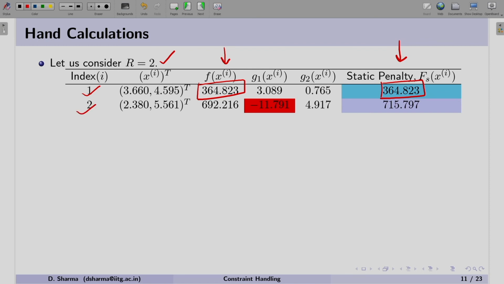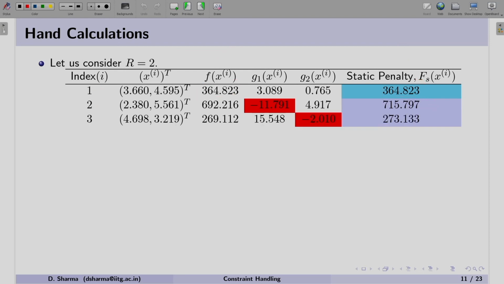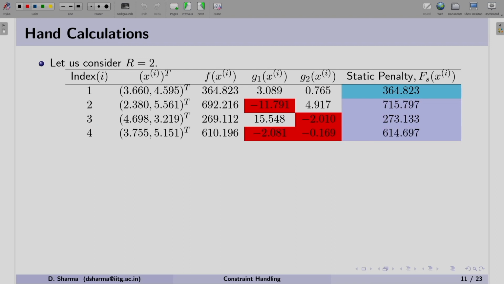Look at solution number 2 here. As we can see, G1 is not satisfied, G2 is satisfied. So, it is an infeasible solution, and using this static penalty we found that this is going to be 715.797. Similar calculation we did for solution number 3, and in this solution we can see that G2 is not satisfied. So, the solution is infeasible. By using the formula we calculated the static penalty function value.